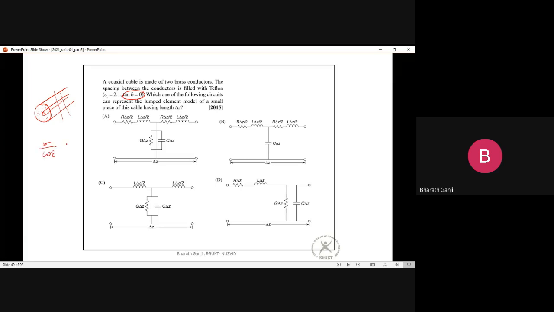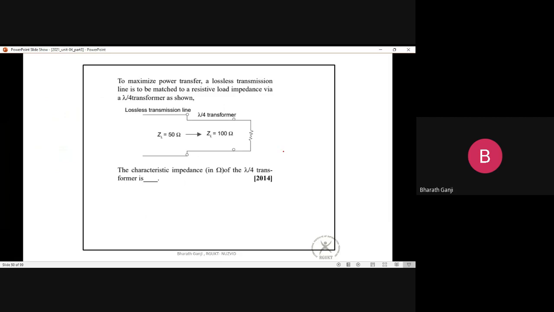So the loss tangent sigma by omega epsilon is 0. That means there is no sigma and there is no conductivity inside this material. Okay, so this surrounding Teflon material has no conductivity at all, and when there is none, you cannot have this G factor. So this is your answer. Okay, so let us move on to the next question.